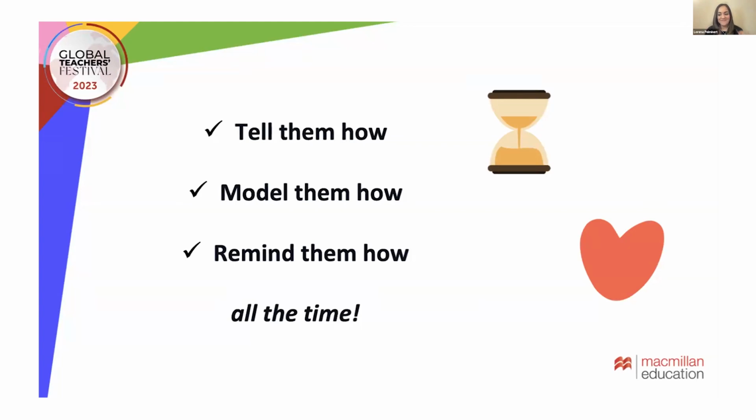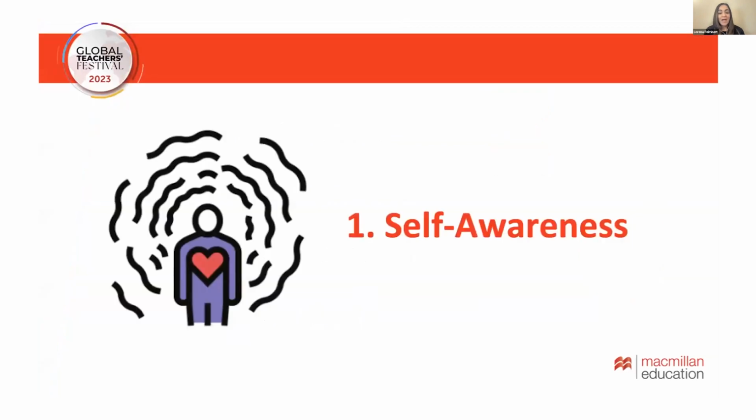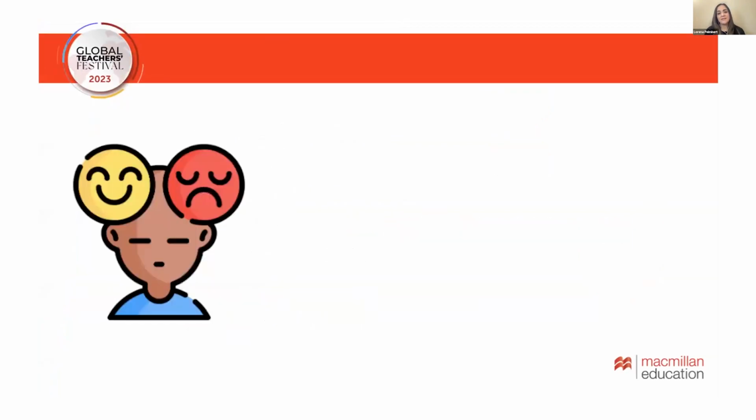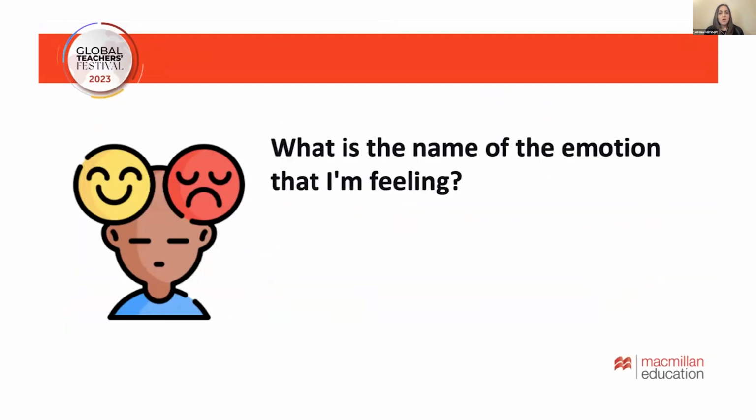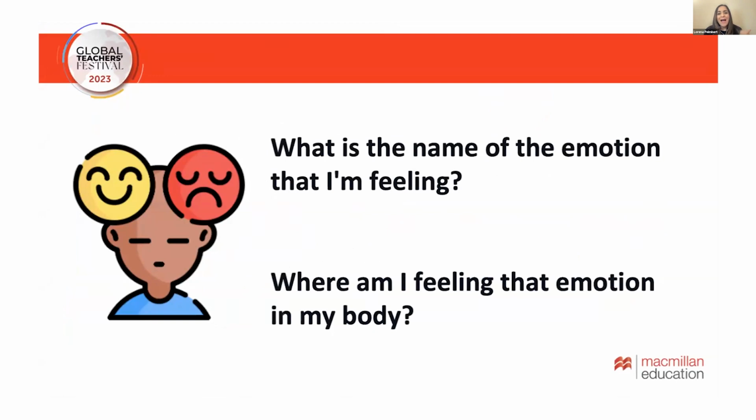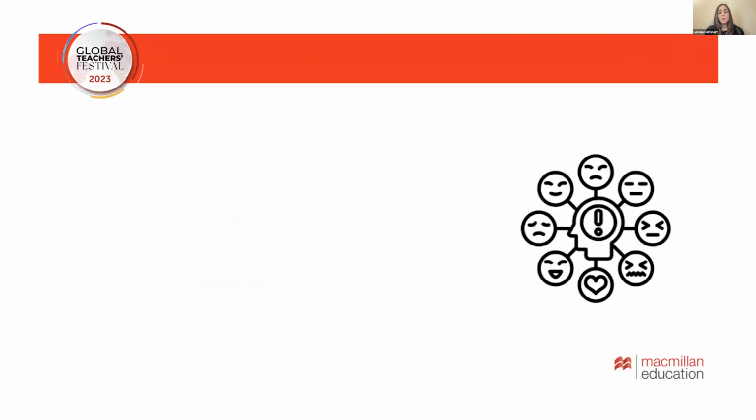So it takes time, all right? Okay, so let's start with the first one, self-awareness. To be able to understand self-awareness, we need to answer these questions. What is the name of the emotion that I am feeling? And where am I feeling that emotion in my body? Okay, that is self-awareness.